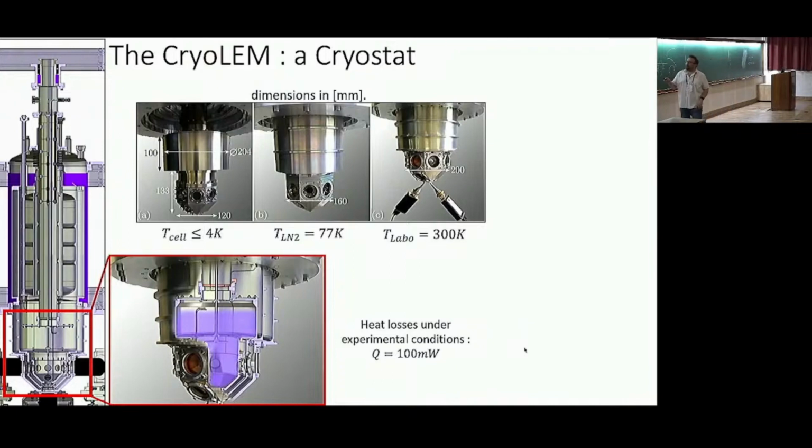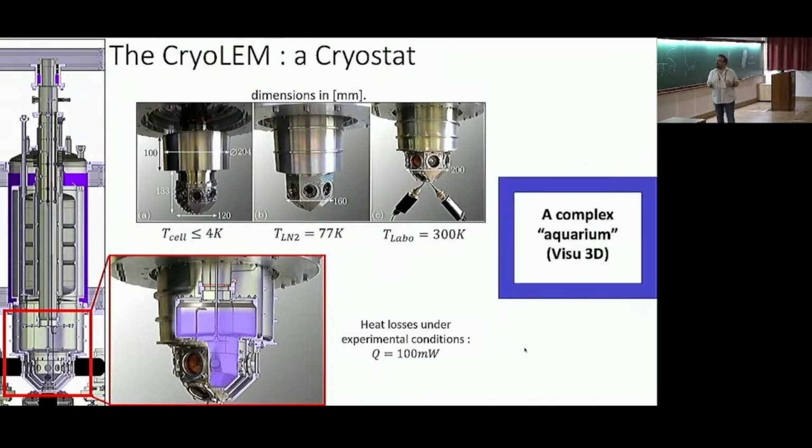And everything was optimized. I could just give you one number. The average losses on this cell are 100 milliwatts, which is very little for such a big device. And the idea here is that we wanted to control everything we do inside this cell, and that it's not heat leaks or defects of the cryostat that would conduct the flow that we study inside the cell. Okay? So as an abstract, it's a complex aquarium that allows for eventually 3D visualization.